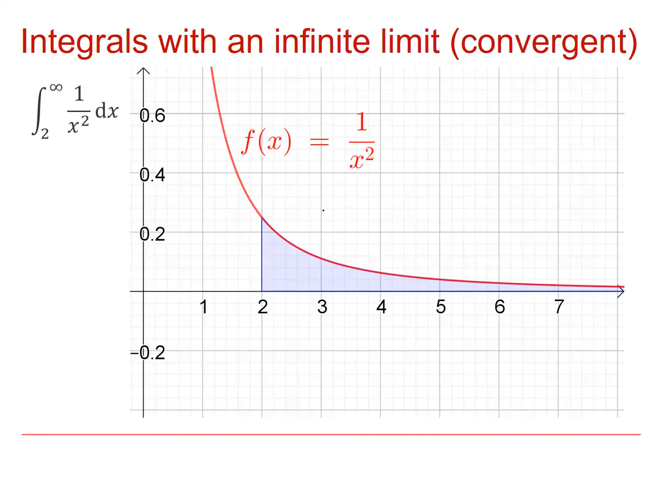So let's have a look at this function. This is 1 over x squared, and we're integrating it between 2 and infinity. So there's my problem limit. Now let's have a look at the function itself. As x tends to infinity, the function decreases. And indeed we know it tends to a limit of 0.